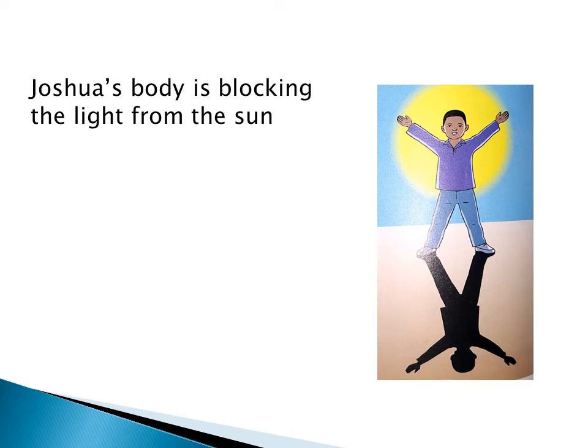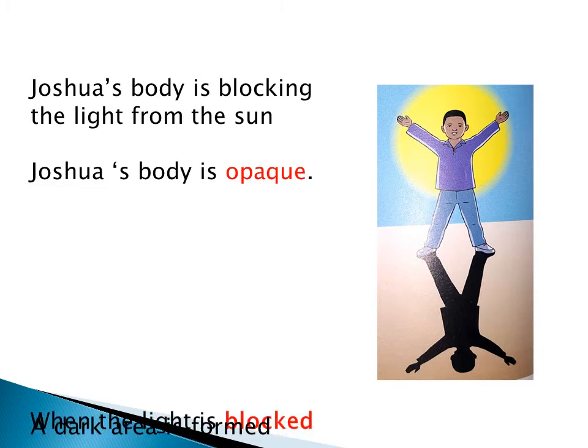Here, this boy is called Joshua. He's blocking the light from the sun, and the sun is on his back, behind him. So, is Joshua's body opaque, translucent, or transparent? Can you see through me? No. I'm transparent? No. I'm translucent? You can see but not very well? No, of course, I cannot see through you. I cannot see through this boy. So his body is an opaque material.